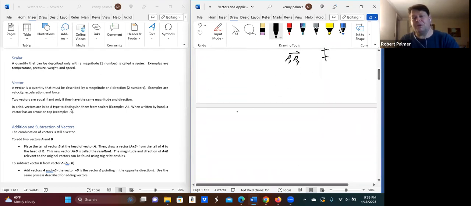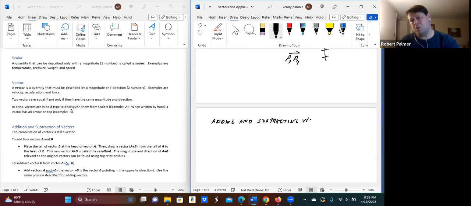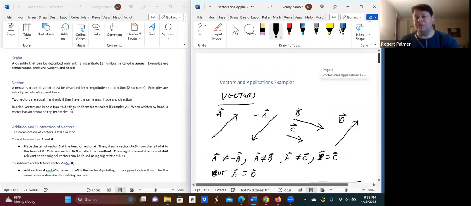Okay, so now let's talk about adding and subtracting vectors. If we have two vectors like the ones we saw above, we can add those vectors, or we can also subtract them. We can make many combinations. Of course, you can also add together as many as you want. Let's explain how we want to do that.